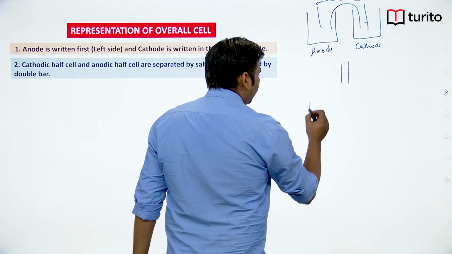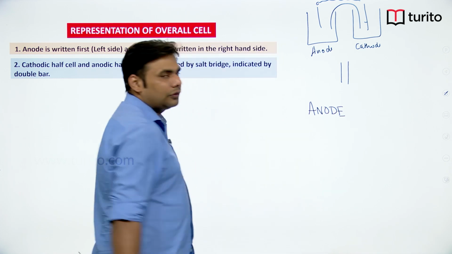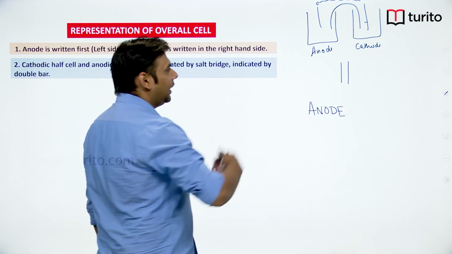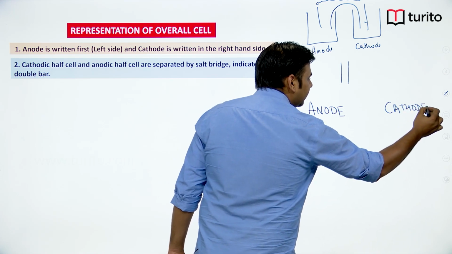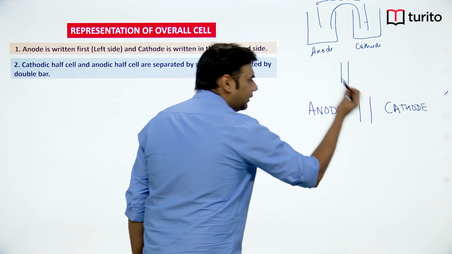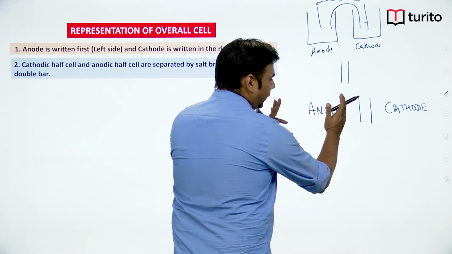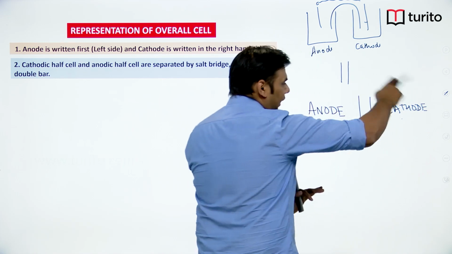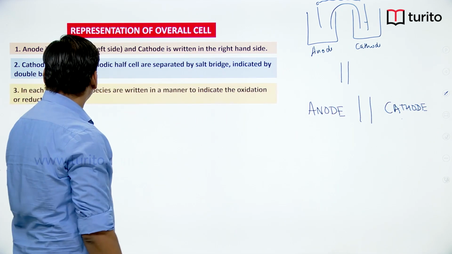So we'll always write anode on the left hand side. I am writing anode on the left hand side and cathode on the right hand side, and they will be separated by a double bar. This will indicate that this is the anodic portion, this is the cathodic portion, and they are connected by a salt bridge. Hope this is clear to you.